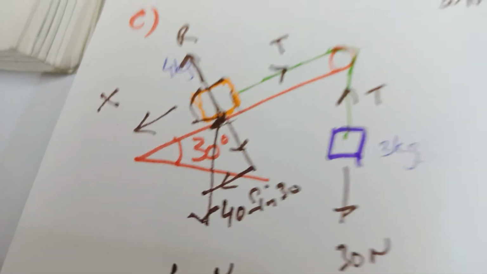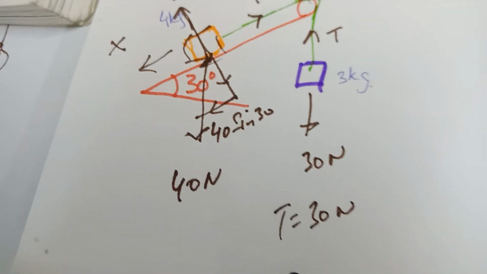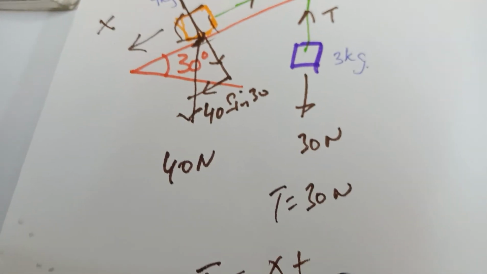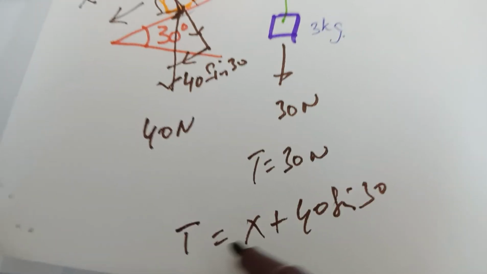Okay, so we can say that for this block, this T is going to be x plus 40 sine 30. So you will get that x from here.